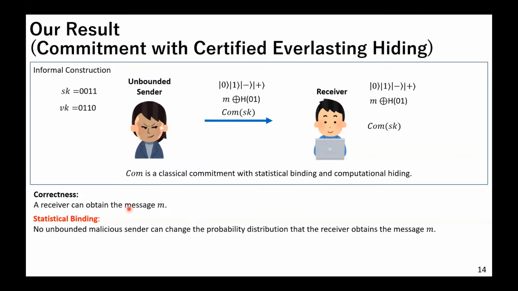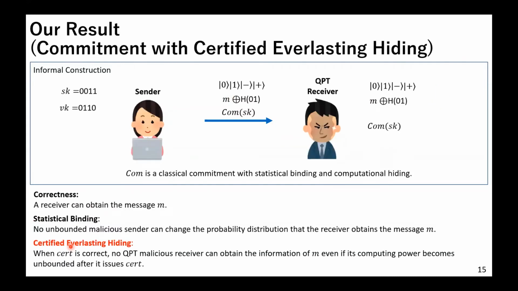Now I will explain the intuitive reason why our construction satisfies statistical binding. A malicious sender tries to make the receiver accept a different secret key from the one the sender first committed. However, even an unbounded malicious sender cannot change the secret key, since the classical commitment satisfies statistical binding. This fact implies that the secret key used to extract the message M from this part is determined only by the commitment. So even an unbounded malicious sender cannot change the probability distribution with which the receiver obtains the message M after she sends the quantum commitment. This is the intuitive reason why our construction satisfies statistical binding.